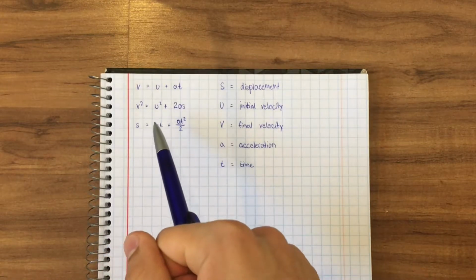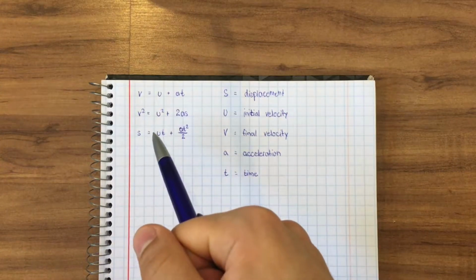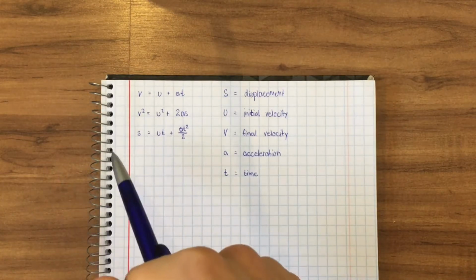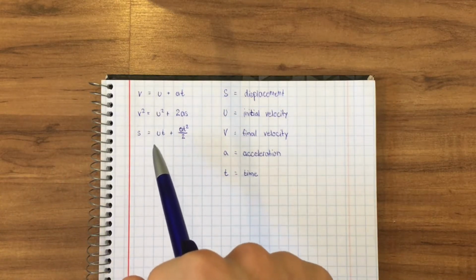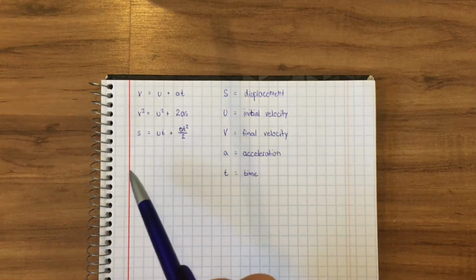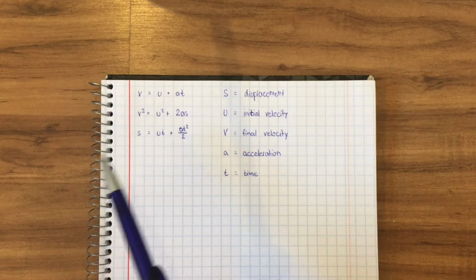The second one doesn't have time in it. Because of that, it's also called timeless. And it's going to be used for questions where you don't need time or time doesn't matter. The third one doesn't have the final velocity, meaning you're not going to use it for problems where you don't have the final velocity, right? So now let's see how we can use all of this.